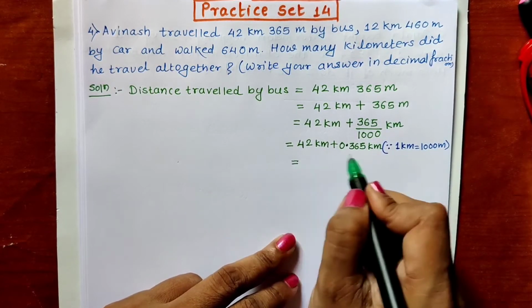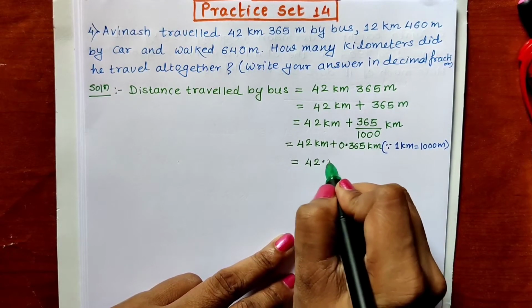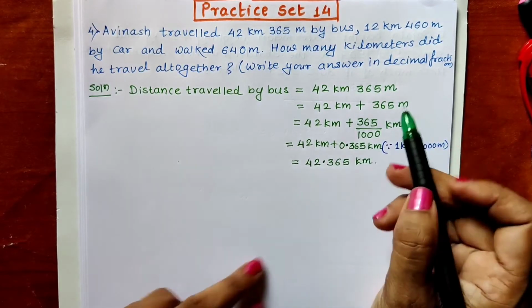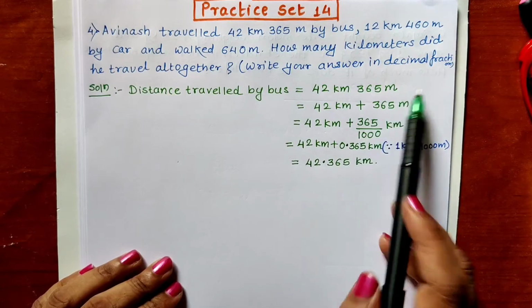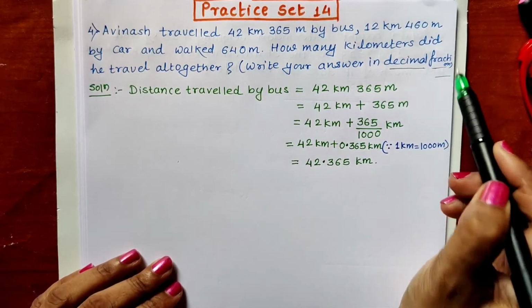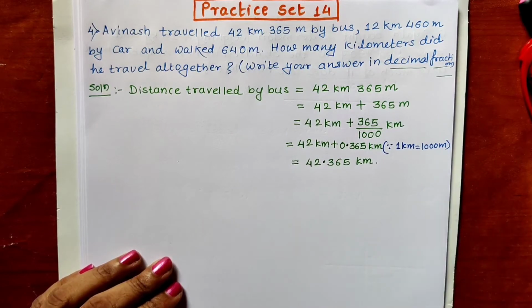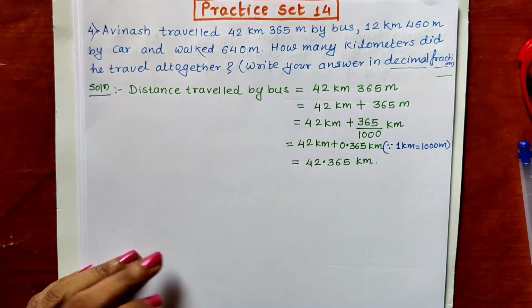What is 42 kilometer plus 0.365? It will be 42.365 kilometer. So in this way 42 kilometer 365 meter is converted into decimal fraction as 42.365 kilometer. Now we will have to convert the distance travelled by car. So let us convert.